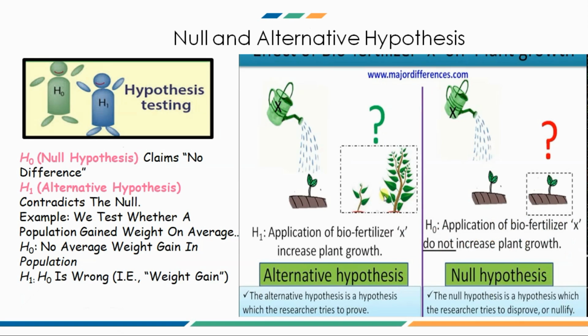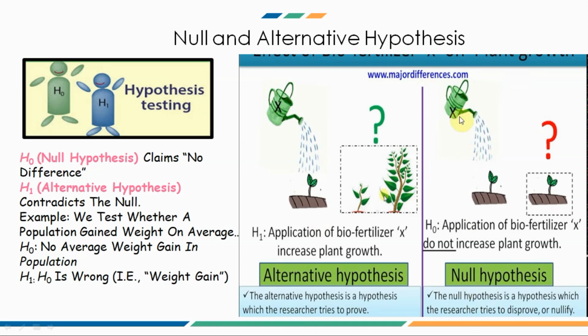Null and alternative hypothesis. What is meant by null? It claims no difference and it is denoted as H0. The alternative hypothesis contradicts the null and it is denoted as H1. Here some examples are given based on null and alternative hypothesis.